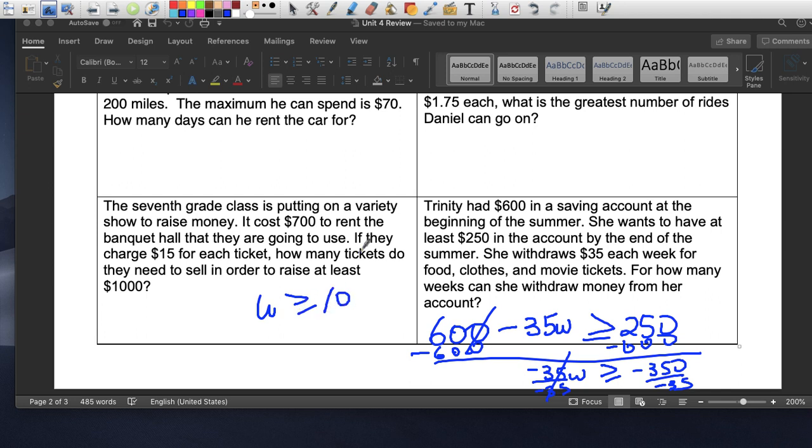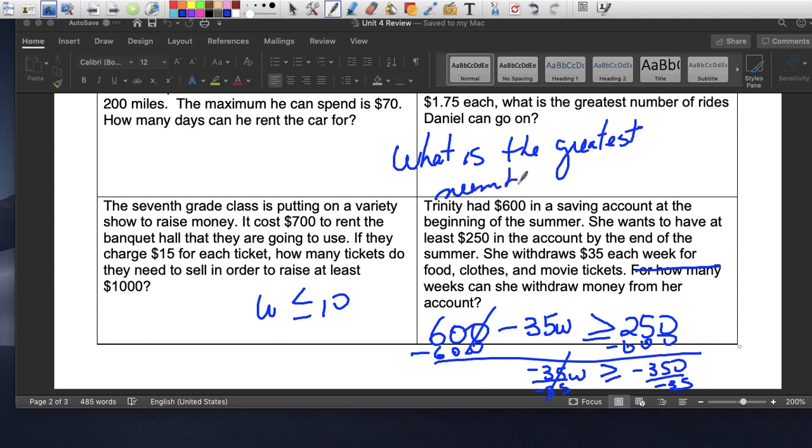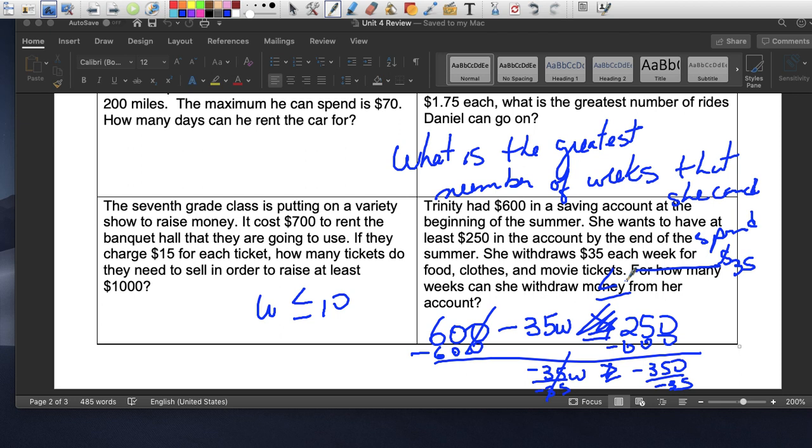So the sign is the other way. Again, it's a really bad question the way I wrote it, guys, so I apologize. Because it says, for how many weeks, what's the most? What's the greatest? So the question should be, what is the greatest number of weeks that she can spend $35? So it's not greater than, it should have been less than. So up to 10 weeks, she's okay. If she spends another $35 after 10 weeks, then she's not going to see $250. She's going to see an amount that's less than $250.